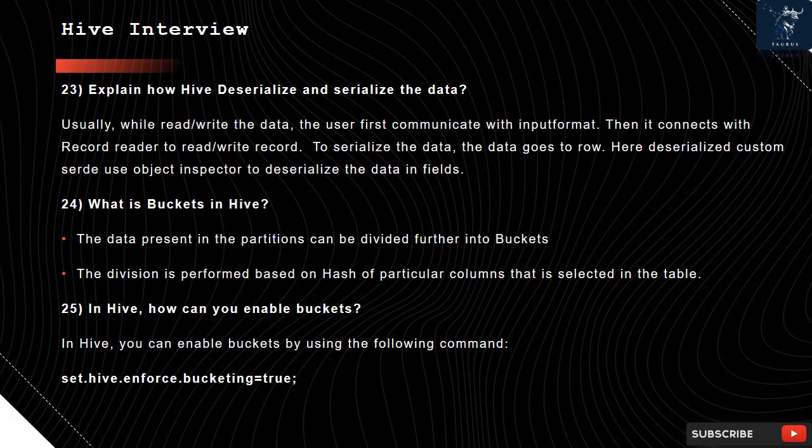23. Explain how Hive deserializes and serializes the data. Usually, while reading or writing the data, the user first communicates with the input format. Then it connects with the record reader to read or write the record. To serialize, the data goes to a row. Here the deserialized custom SerDe uses Object Inspector to deserialize the data in fields.